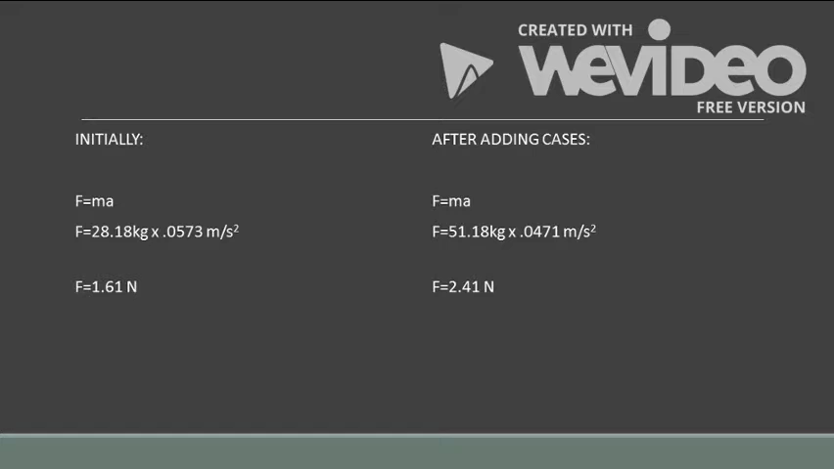This means that initially, using the equation force equals mass times acceleration, the force comes out to be 1.61 newtons. After adding the cases of water, the force comes out to be 2.41 newtons. Notice how even though the acceleration has decreased, the force increases in the second case. This is because the mass has increased, and that is Newton's second law of motion in action.